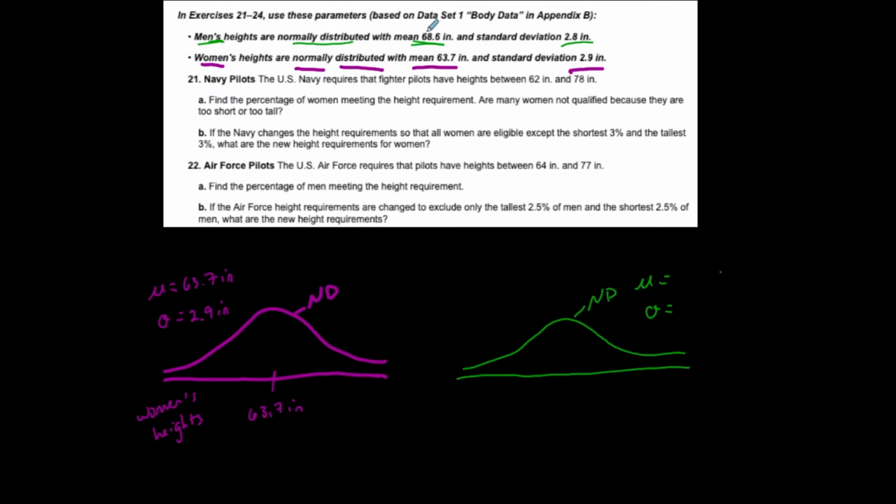Men's heights are normally distributed with a mean of 68.6 inches, which makes sense, because I didn't think they should be the same, and a standard deviation of 2.8 inches. So the center of this curve is 68.6 inches, and the values along this horizontal scale represent men's heights. Okay, so these are the visuals that deal with just the information given here. That's not answering any question. I didn't read any question yet. Just the visuals. Okay.